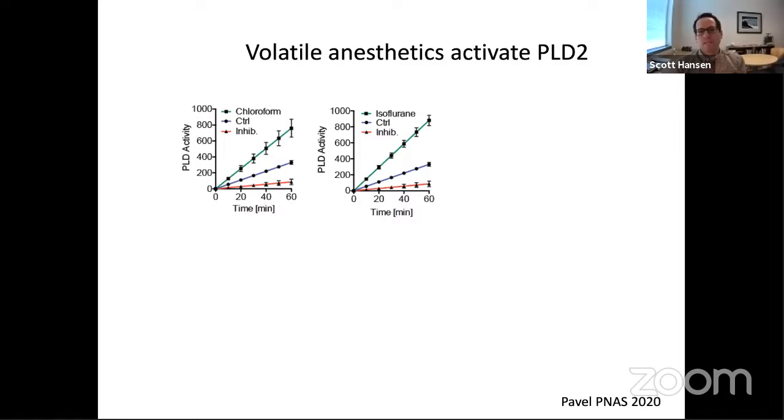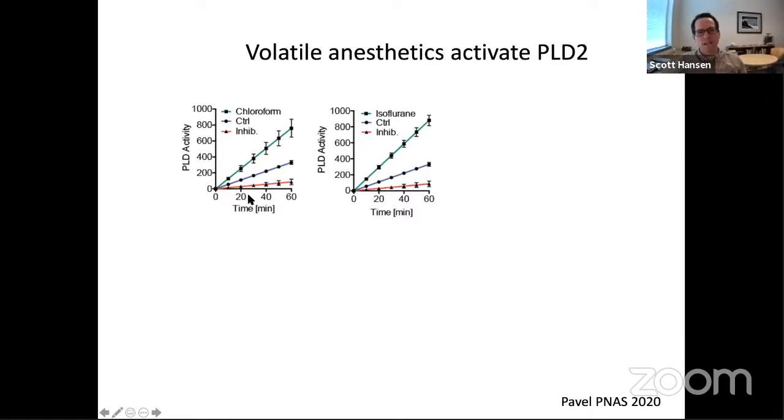So we would predict that if this is a general mechanism, then PLD should be activated by all these different types of anesthetics. If the membrane is the target, the membrane could react to all these different molecules, and they should all activate PLD. So we developed this live PLD assay. PLD is just expressed in a cultured cell, and when PLD is activated, it releases choline, and then we convert that choline to a fluorescent signal.